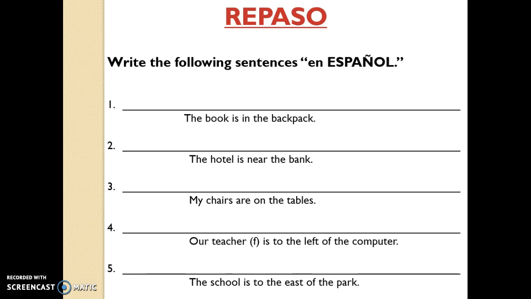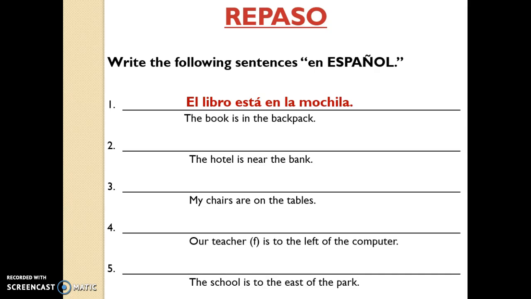Number 1, the book is in the backpack. El libro está en la mochila. So you're using está. Remember, we're going to either use está or están typically in this unit because we're going to be talking about things. If you're talking about people, you can use any of them.